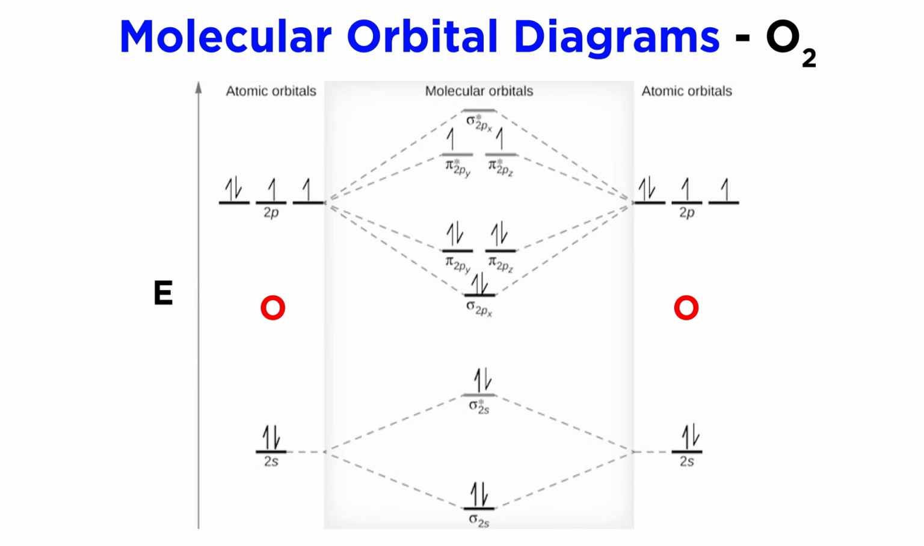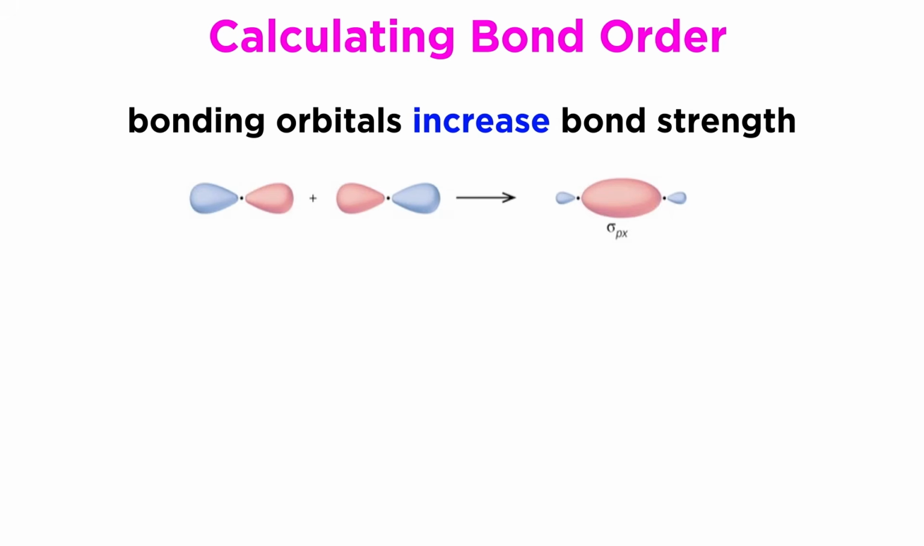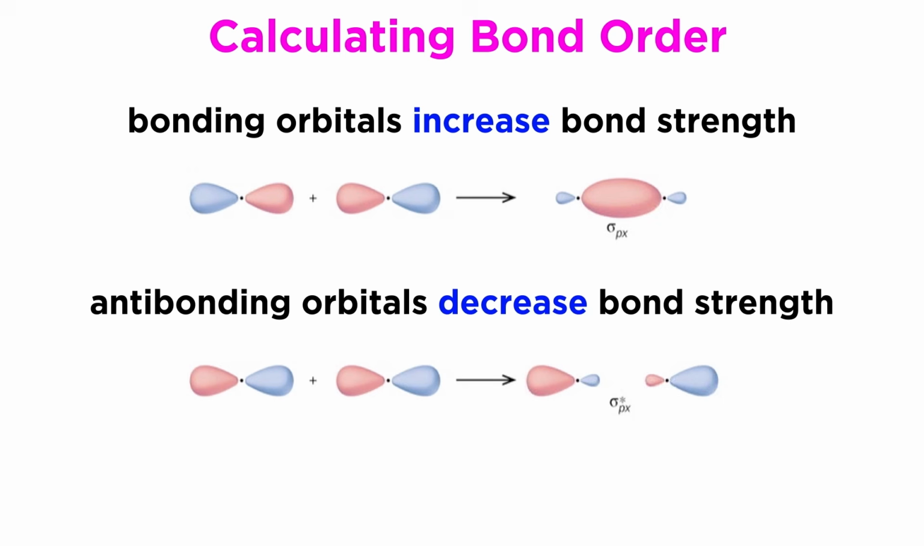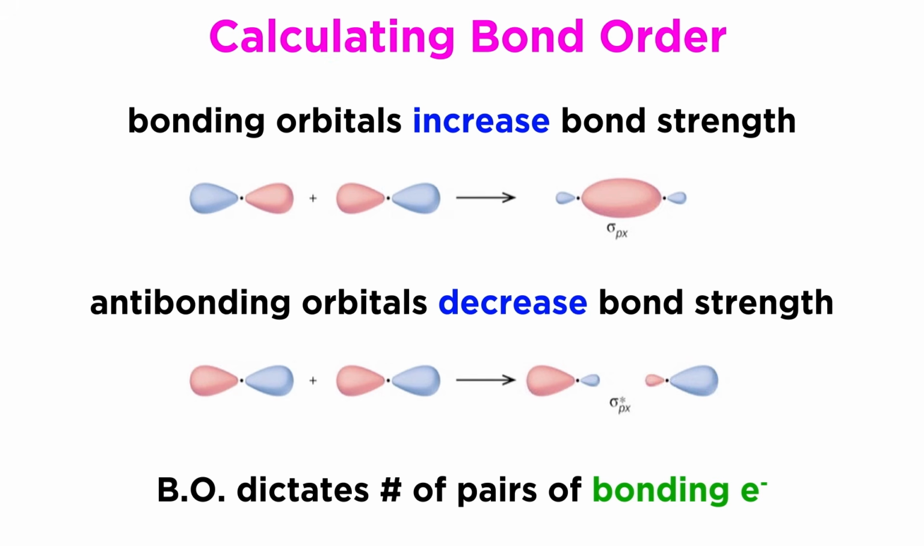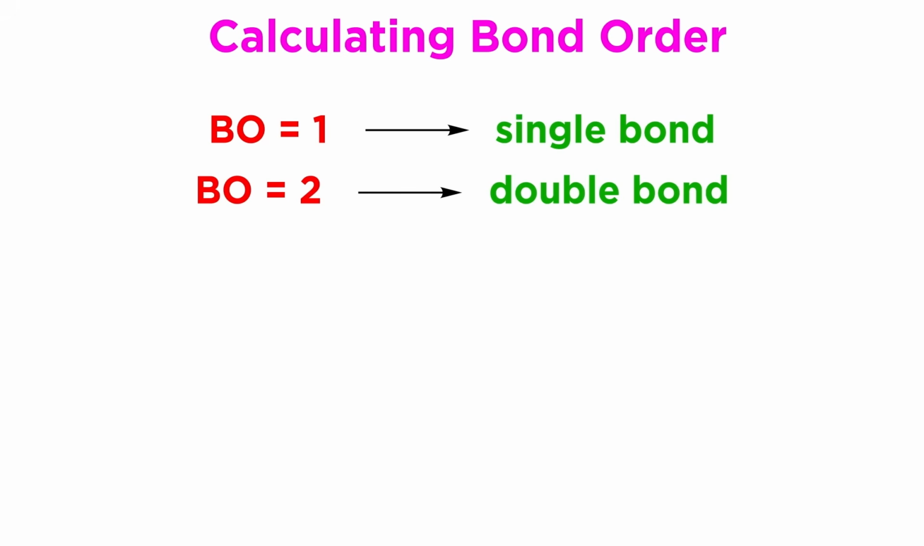When we look at a molecular orbital diagram that has been filled in to show the orbitals that are occupied by electrons, we can use this information to calculate the bond order for a molecule. This is done by comparing the number of electrons inhabiting bonding orbitals, orbitals which increase the bond strength, and the number of electrons inhabiting antibonding orbitals, orbitals which decrease the bond strength. The way bond order corresponds to our understanding of molecules is that it dictates the number of pairs of bonding electrons between 2 atoms. So a bond order of 1 corresponds to a single bond, a bond order of 2 corresponds to a double bond, and a bond order of 3 corresponds to a triple bond.